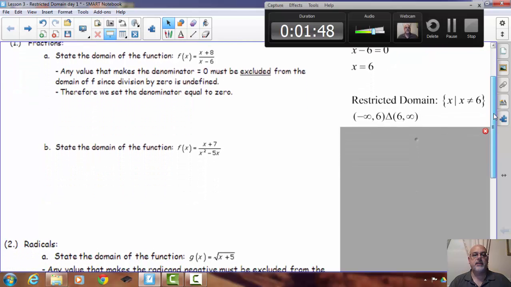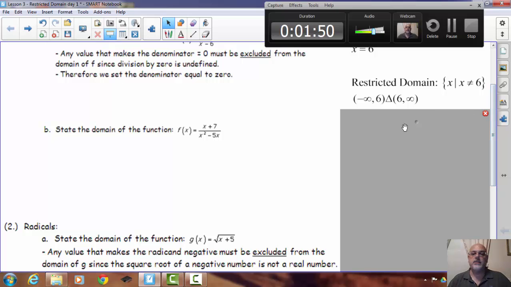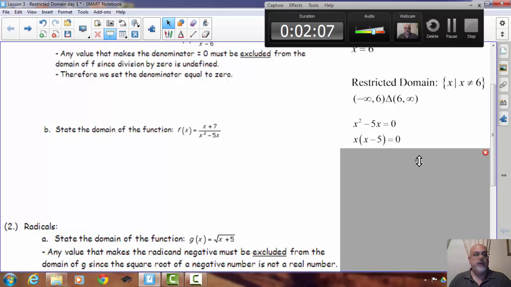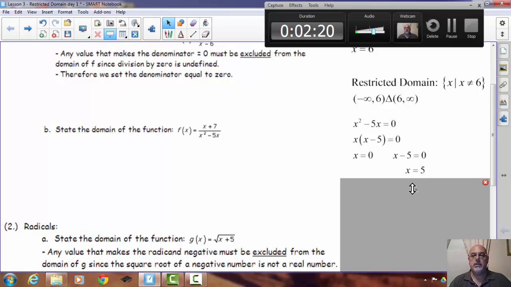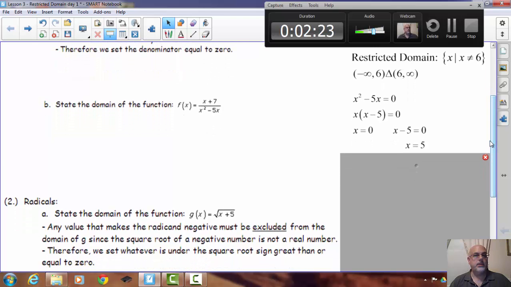F of x equals x plus 7 over x squared minus 5x. Again, nobody cares if the numerator is 0. We care that the denominator can't be 0 because you can't divide by 0. So we take the denominator of x squared minus 5x, set it equal to 0. We factor it. Greatest common factor is x. So you have x times x minus 5. You set each factor equal to 0. X is equal to 0. X minus 5 is equal to 0. So now we have two values of x that have to be excluded from the domain: x is 0 and x equals 5.